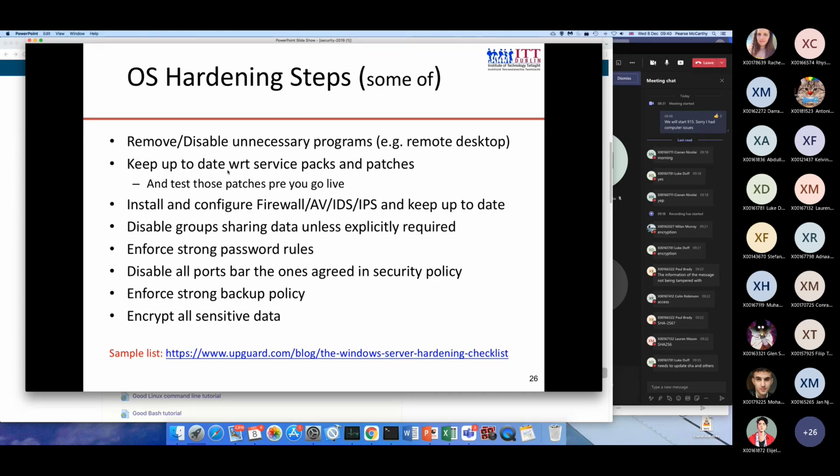And you install and configure firewalls. Even though there might be a firewall protecting you, you might also have a firewall turned on the machine itself. Antivirus, intrusion detection systems, intrusion protection, we mentioned these as well last year, and keep those up to date. Disable groups sharing data unless explicitly required.